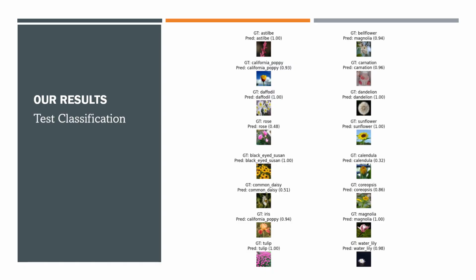We can see a sample of individual predictions from the test set. GT stands for ground truth, which is the correct label, and PRED is our model's prediction with its confidence score. As you can see, the model performed well, correctly identifying multiple flowers with high confidence. For instance, it identified sunflower with 100% confidence. However, we can also spot misclassifications. For example, a bellflower was classified as a magnolia.